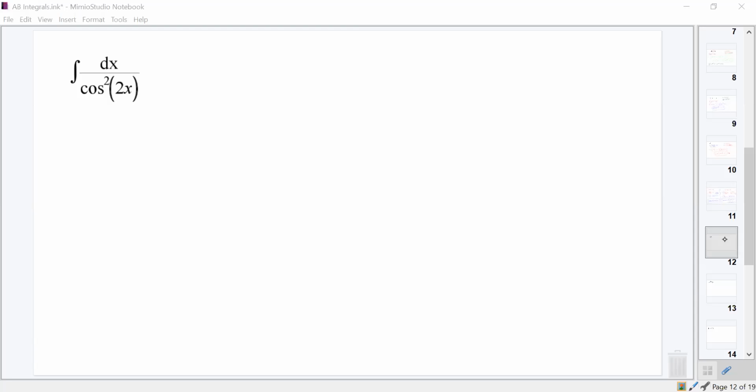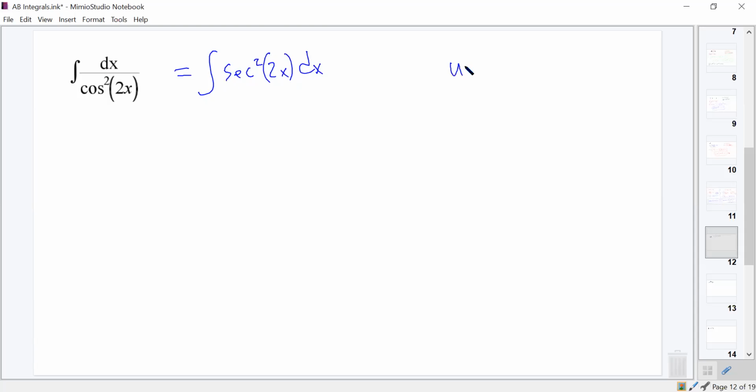Anybody have any ideas on how to start this one? I would probably want to turn the 1 over cosine squared of 2x first into just secant squared of 2x. That sounds like a great idea. So oftentimes we want to rearrange our trig functions so that we have something relatively familiar up here. The integral of secant squared is one of our simple formulas, right? So the only problem is the 2x that's in here.